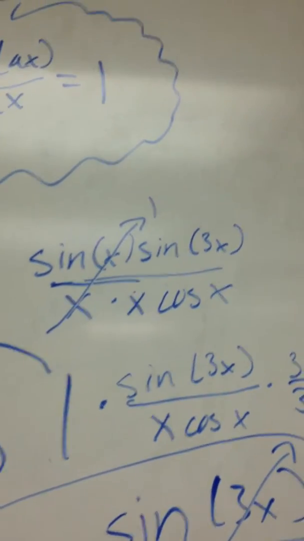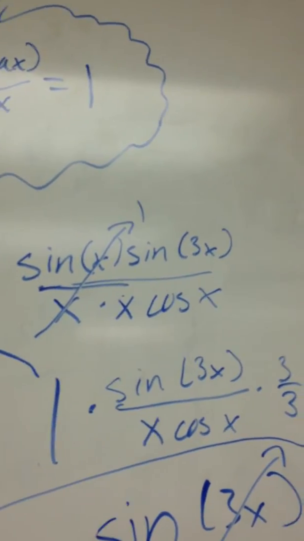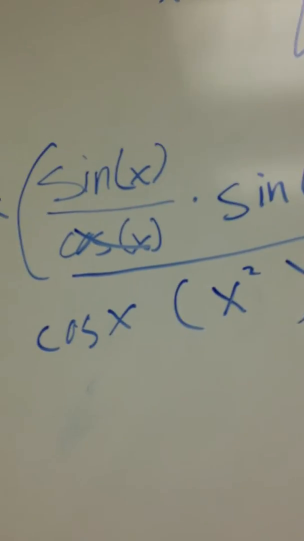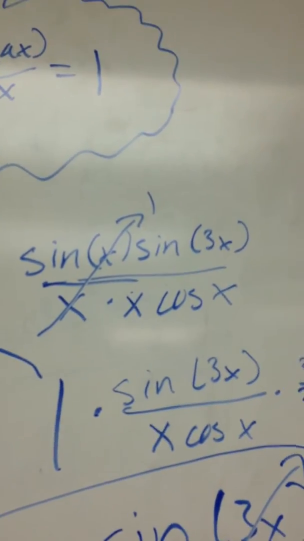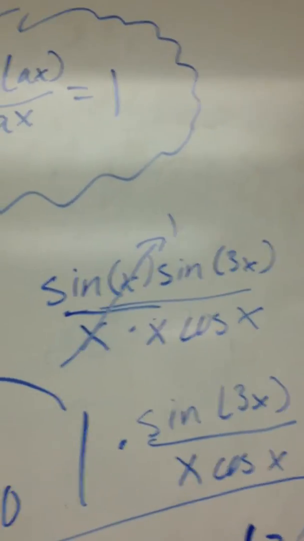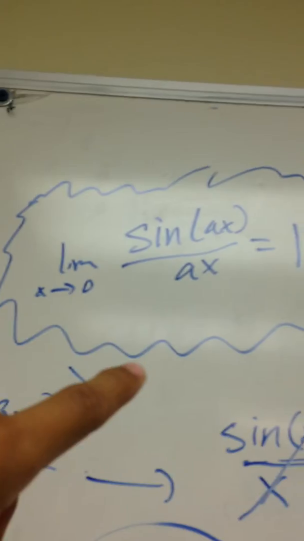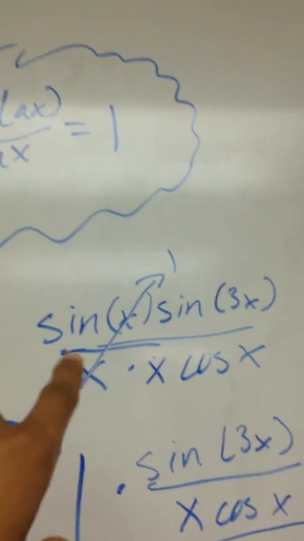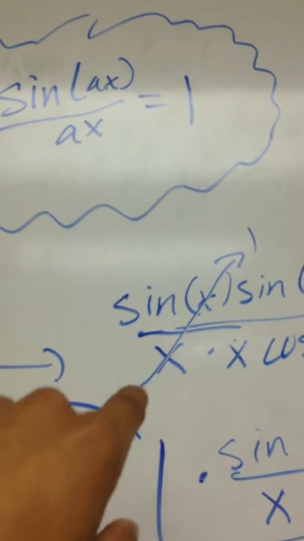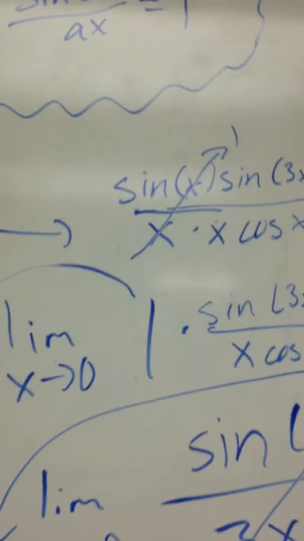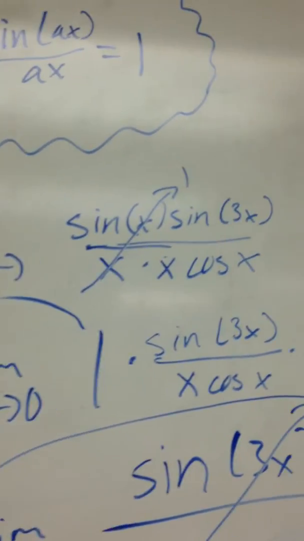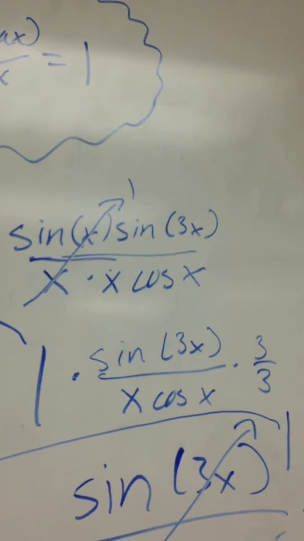So I have sine x, and then sine 3x, and then I had x squared as you saw right here, cosine x times x squared. But I broke that up into x and x cosine x. For the reason that you'll see right here, it's the same formula up here, magical formula, limit as x approaches 0 of sine ax over ax is 1. So we have sine 1x, and then 1x, so that goes to 1. So that's what I have here. 1 times sine 3x over x cosine x.